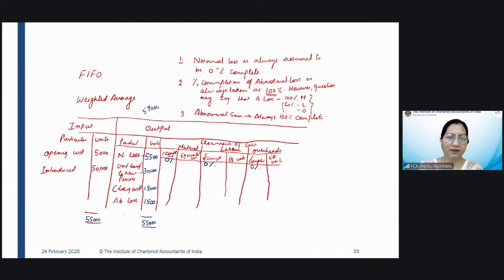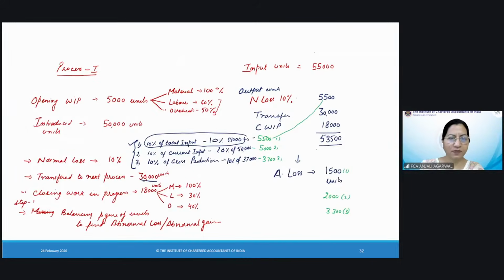Units transferred are bifurcated into two. Here comes the role of FIFO and weighted average. So what does FIFO say? You have transferred 30,000 units to the next process. If you are following FIFO, you would have transferred first these 5,000 units, and the balance would have been transferred from the units which are introduced. So out of the 30,000, 5,000 was opening WIP, now complete, and 25,000 are the freshly introduced units. Is this concept clear?